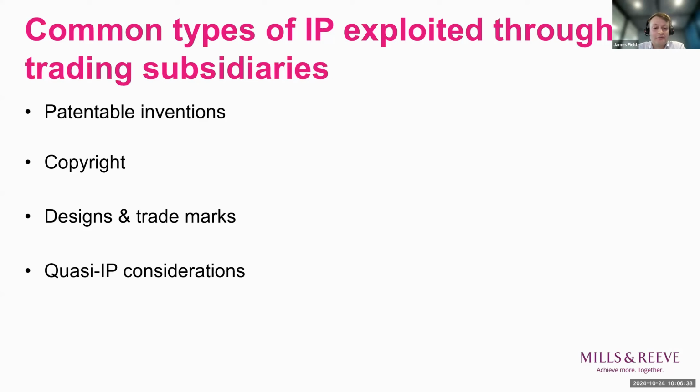Finally, a quick word on what we've grouped together as quasi-IP considerations. As the name suggests, these aren't directly IP, but in many cases, they'll be almost as valuable as the IP rights that are going to be exploited. It could be things like know-how, confidential information, raw research data. It could also be, particularly in the life sciences context, starting materials, things like cell lines that are actually needed to work up to, for example, the invention that is protected by the patent.